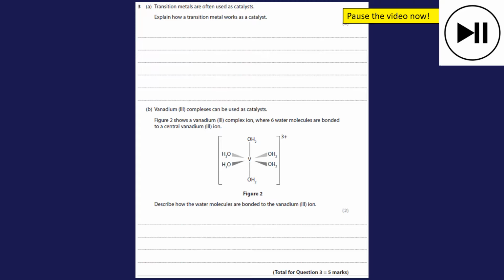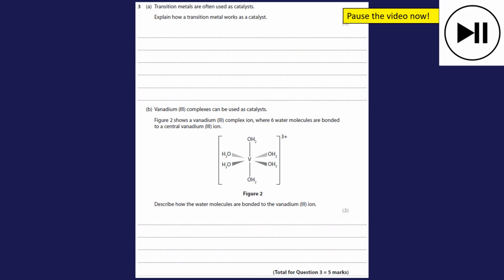Okay, so there's quite a bit we could write for this. It's only 3 marks. So what I'm going to say is a catalyst speeds up the rate of a reaction by offering an alternative reaction pathway with a lower activation energy. There's a few more things you could say, but I've mentioned 3 things there. It speeds up the reaction by offering an alternative reaction pathway with a lower activation energy.